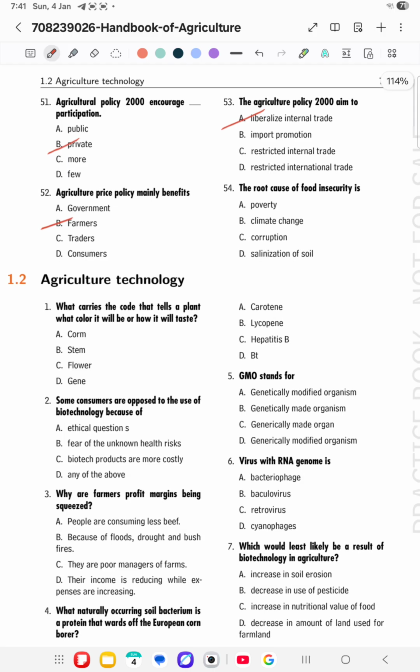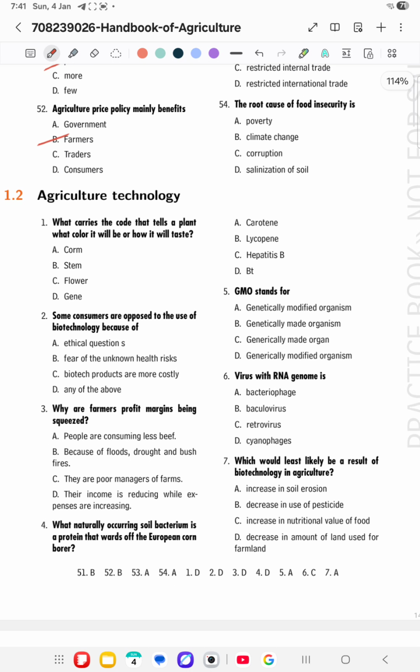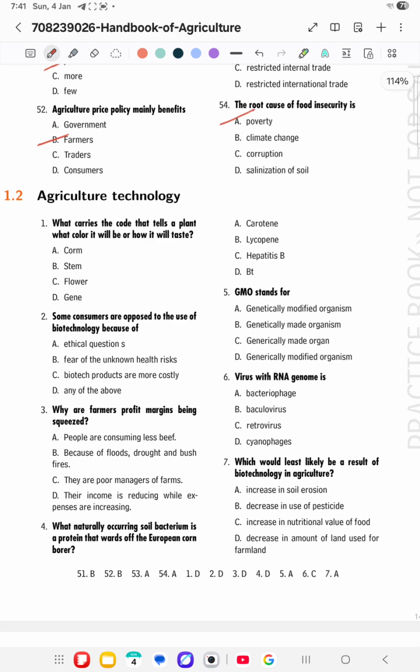The root cause of food insecurity is poverty, climate change, corruption, and salinization. No. Salinization of soil can be a problem, but food insecurity is caused by poverty and climate change. Poverty. Yes.